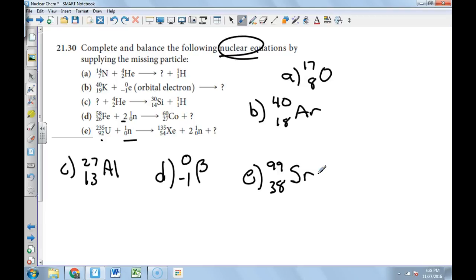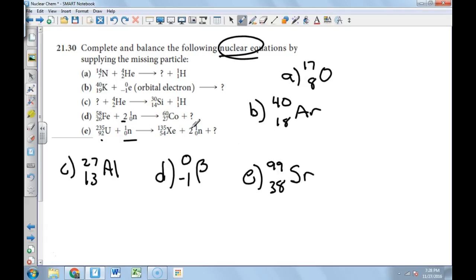Strontium-99 is actually a common fission product. Common for whatever that means when we do our nuclear chemistry in our backyard. But you get the idea. So this is a fission process where we bombard uranium with a neutron, and when it does that, it splits apart, gives off 2 more neutrons. So now we have xenon and strontium.